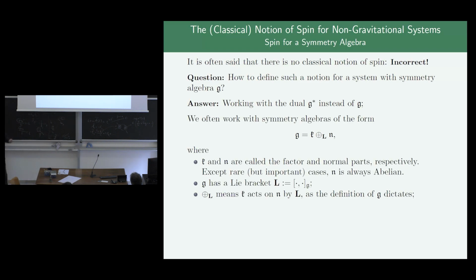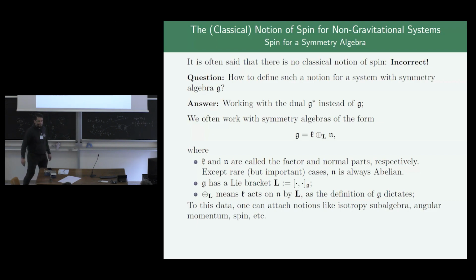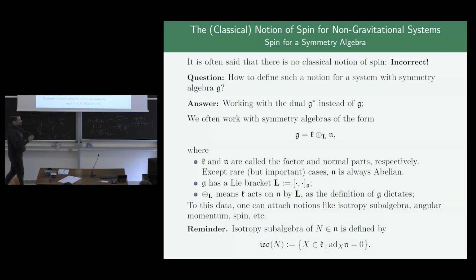Usually, in the context of symmetry algebras that we are dealing with, G is of this form, a semi-direct sum, with a factor or quotient part and a normal part. The normal part, except in very rare cases, is always an abelian Lie algebra. L denotes the Lie algebra of G, and that notation just means that L acts on N by bracket, as the definition of G says. To this data we usually attach a spin, as in the case of Poincare, which I will explain. Just a reminder of the meaning of the isotropy subalgebra: you have an n belonging to the dual of the normal part, N, and the isotropy subalgebra consists of the elements of L that annihilate n.